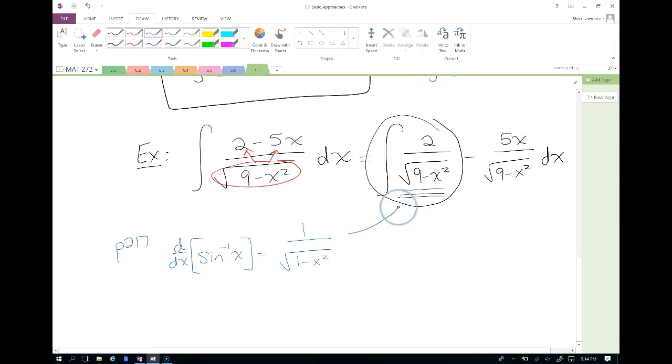So that looks very similar to what we have here. The only difference is we have a 2 in our numerator, which is easy to take care of. We can think of that 2 as just a coefficient, and we have a 9 in our denominator. So we need to talk about what to do with that 9.